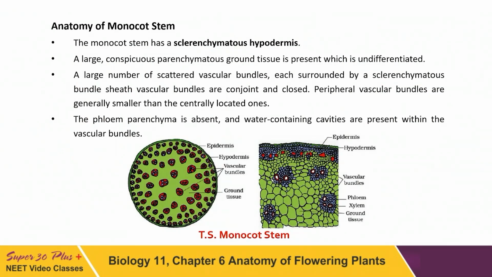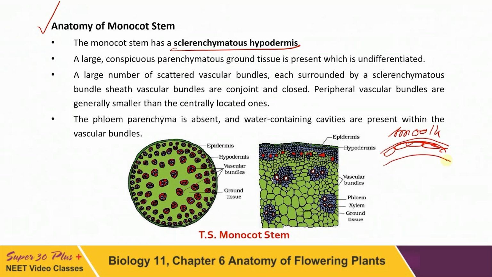Come to the next now. We have to see now the anatomy of the monocot stem. The monocot stem is a little different. In the monocot stem, the sclerenchymatous hypodermis lies below the epidermis. Is it right? This is the epidermis we have here. Epidermis has cuticle outside. Usually the trichomes are absent, that's why the surface is smooth here.